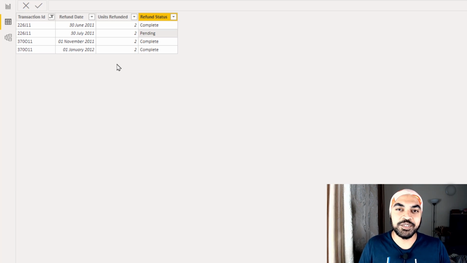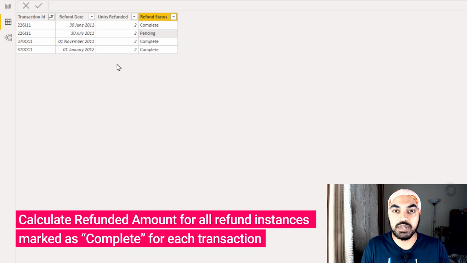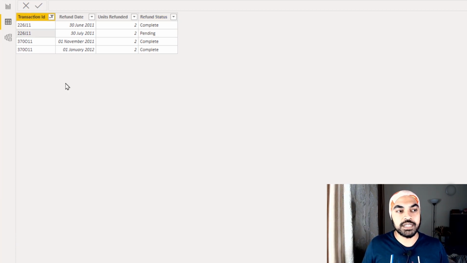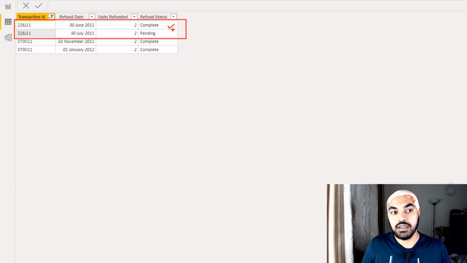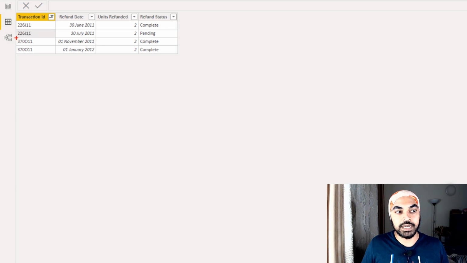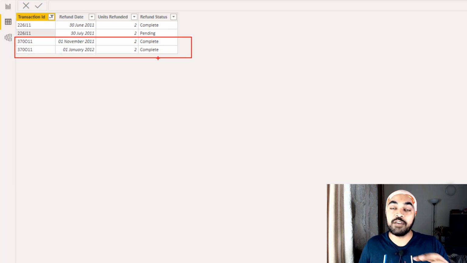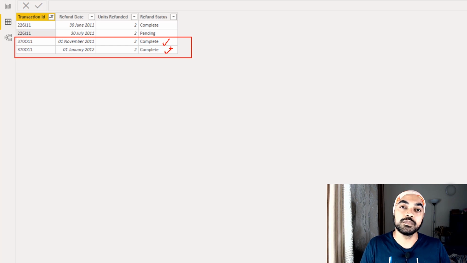Now, what is it that you have to do to solve this problem? You have to calculate the total amount refunded for all the transactions which are fully complete. What do I mean by that? If you take a look at this particular transaction ID, 226J11, it is not fully complete. That means one of the instances of refund is complete, but the other one is still pending. So I would not calculate the refund amount for this one. But if you take a look at the next transaction ID, there have been two instances of refunds and both of them are complete. So I am going to calculate the refund amount for the transactions where all the instances of the refunds are marked as complete.